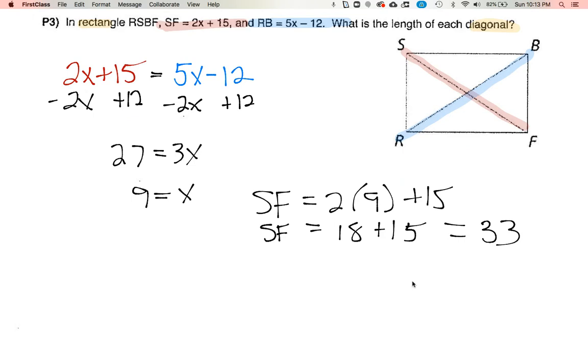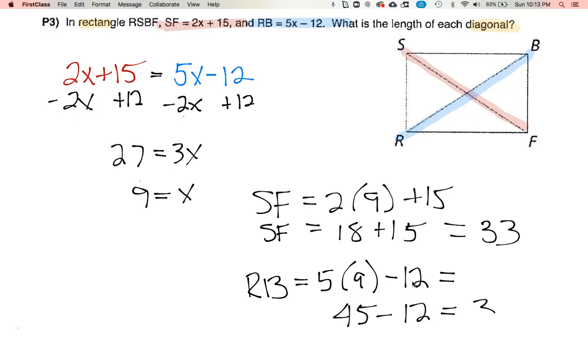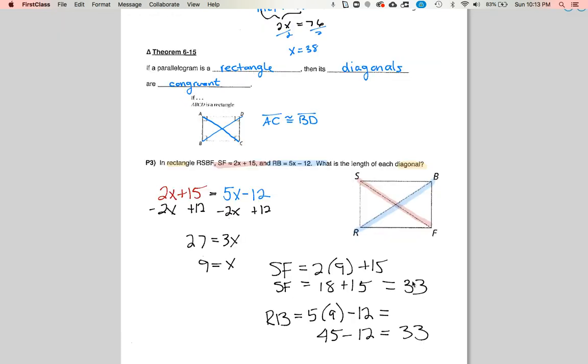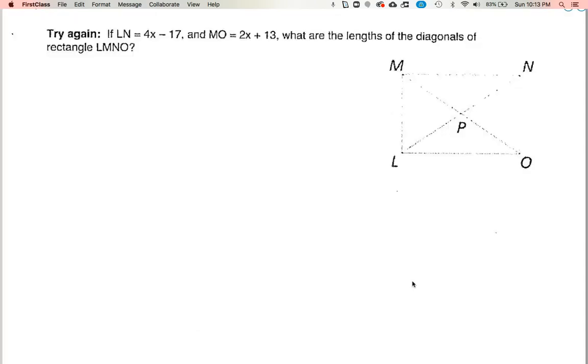Just to double check that, we have RB, which equals 5 times 9, which is 45, minus 12, which is 33. All right, now's a good time to pause and try that yourself. Since they are diagonals of a rectangle, they should be equal to each other.